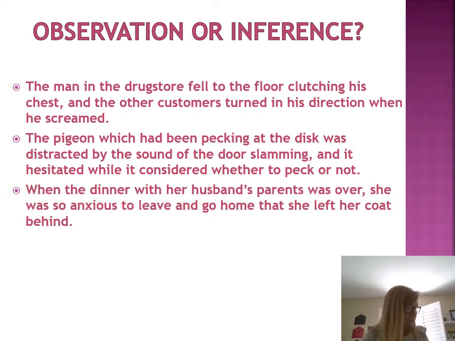How about this? When the dinner with her husband's parents was over, she was so anxious to leave and go home that she left her coat behind. Think, think, think. What's your answer? A lot of inference there too. You are interpreting the leaving of her coat behind as reflecting anxiety. Now, maybe it does and maybe it doesn't. You could establish as an observation that she left her coat behind. She had dinner. Her husband and her husband's parents were there. The dinner was over. She went home. But you are interpreting her leaving of her coat behind as being reflective of anxiety, which is an inference.